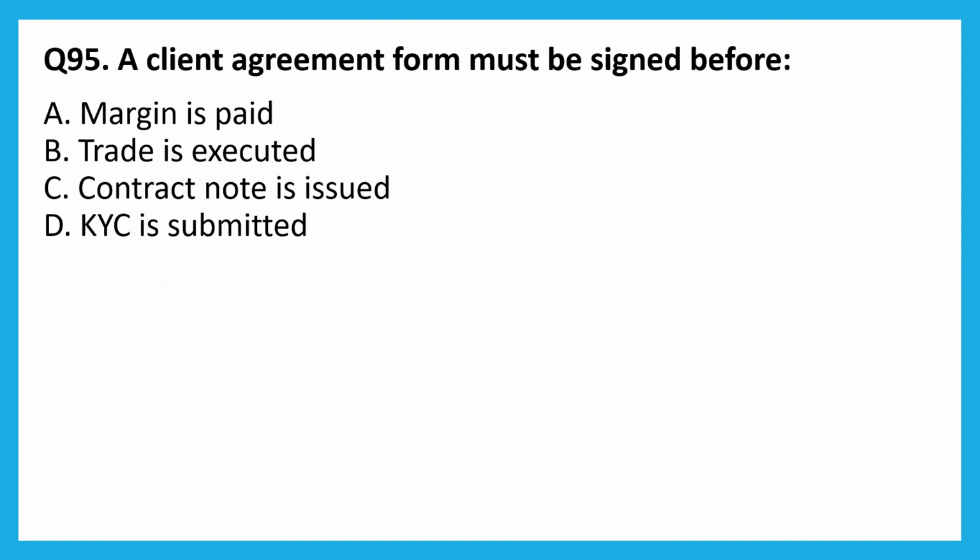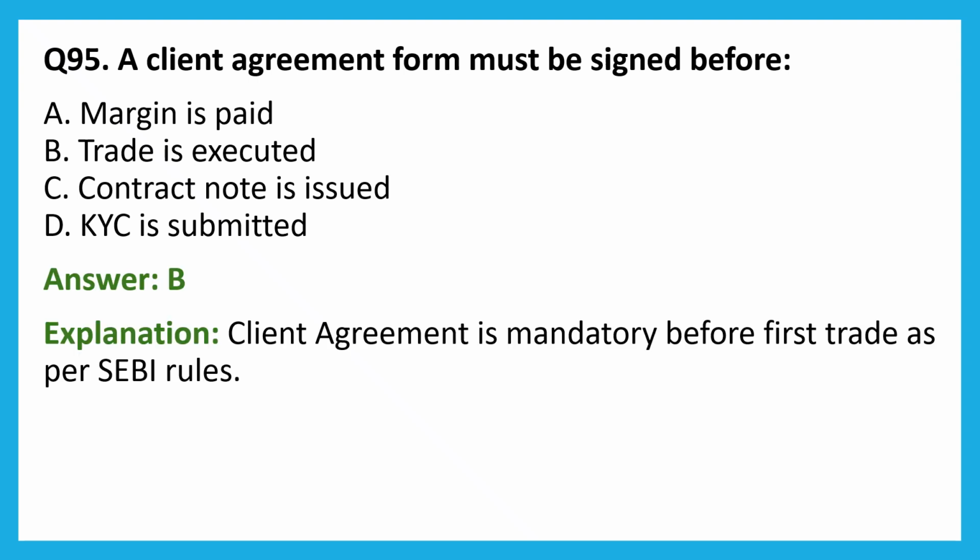Next question. A client agreement form must be signed before option A, margin is paid, option B, trade is executed, option C, contract note is issued, and option D, KYC is submitted. Correct answer is option B, trade is executed. Client agreement is mandatory before first trade as per the SEBI rules.